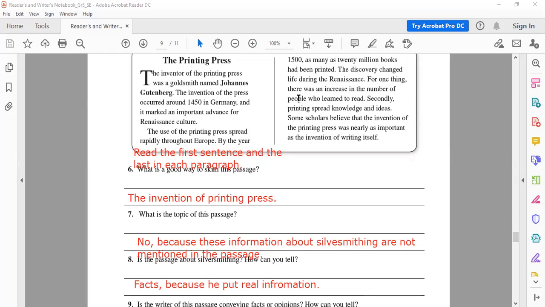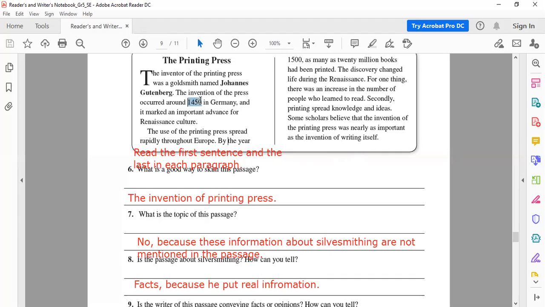For one thing, there was an increase in the number of people who learned to read. Secondly, printing spread knowledge and ideas. Some scholars believe that the invention of a printing press was nearly as important as the invention of writing itself. Okay? So the printing press, it's how to print on a printer. Who invented that was a man. His name is Johannes Gutenberg in Germany. And it started in 1450.